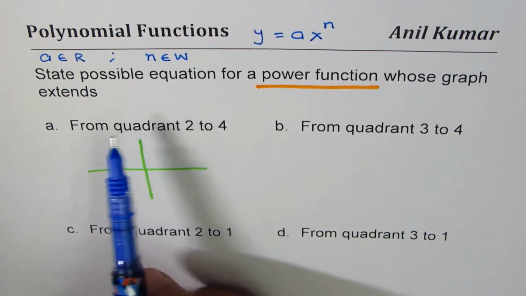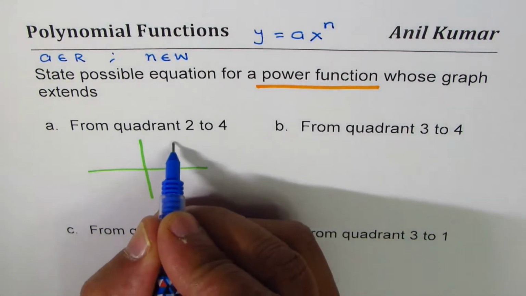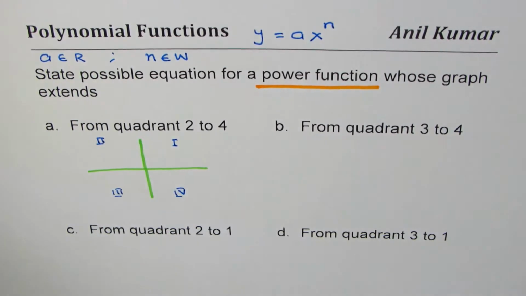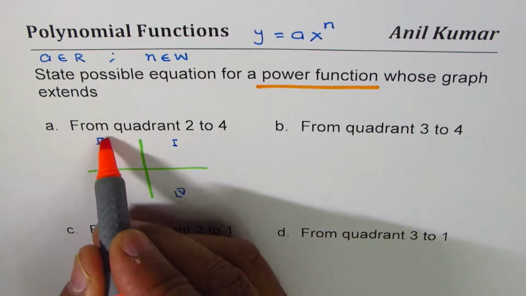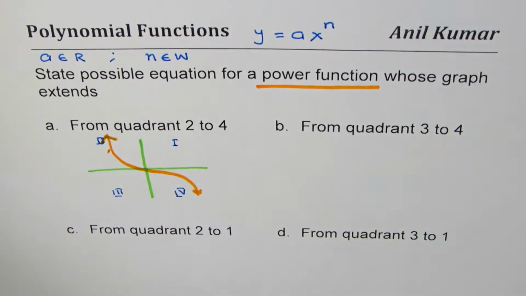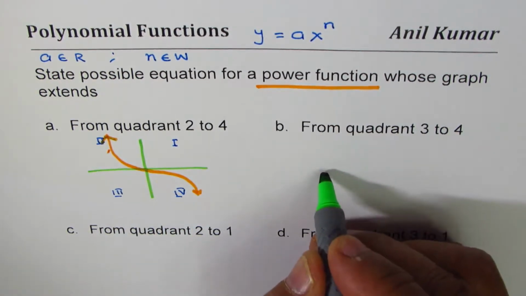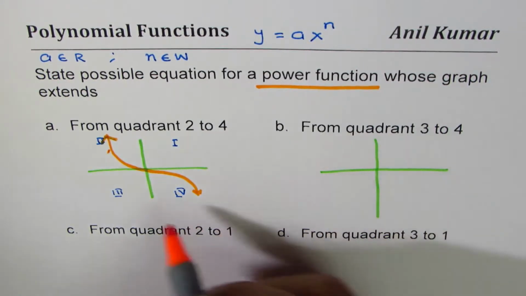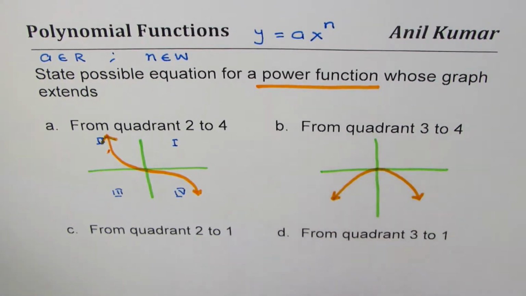When we say that the graph extends from quadrant 2 to 4, this is quadrant 1, this is quadrant 2, 3, this is quadrant 4, right? So graph extends from quadrant 2 to 4 means from here to there. So that could be a graph something like this. This is the graph which extends from quadrant 2 to 4. Let me sketch the other graph for you also. Quadrant 3 to 4 really means this is quadrant 3 and that is 4. So something like this. That is how it could look.